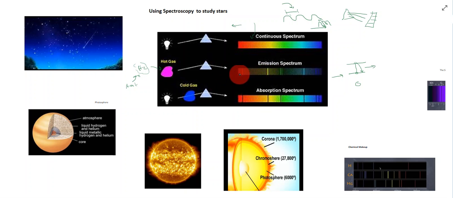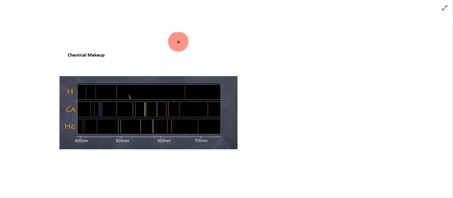And we can use this then. Remember, each emission spectrum is like a fingerprint for a particular element. So we can start to identify the elements that are present within stars by looking at the spectra that starlight produces when we pass it through a prism. So we can start to use these spectra in order to identify chemical makeup.